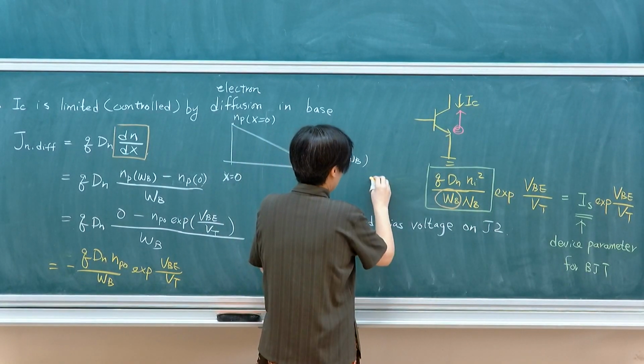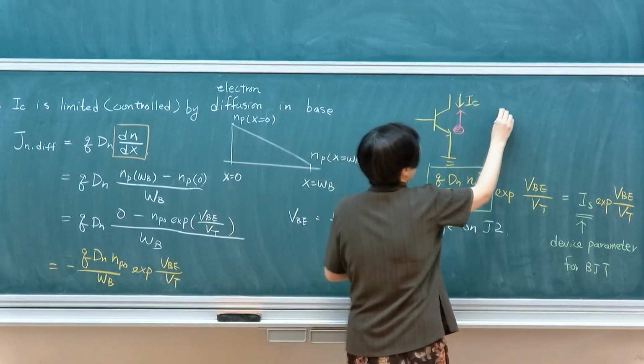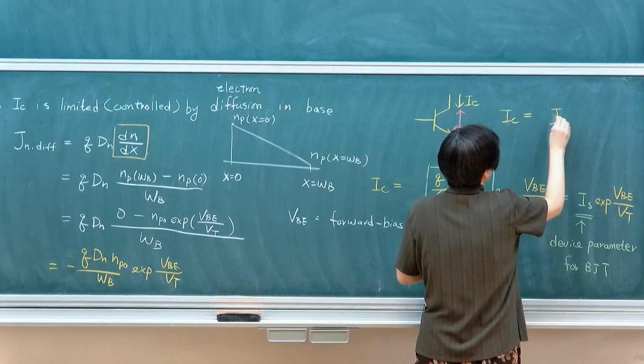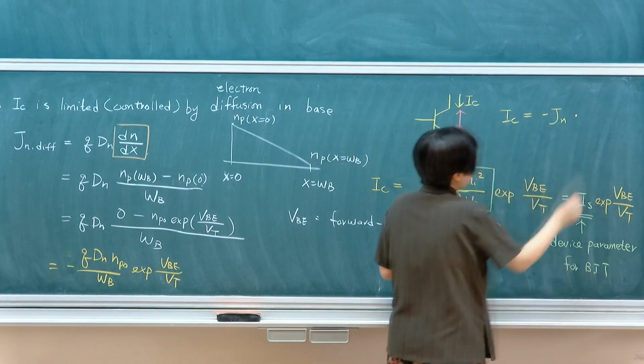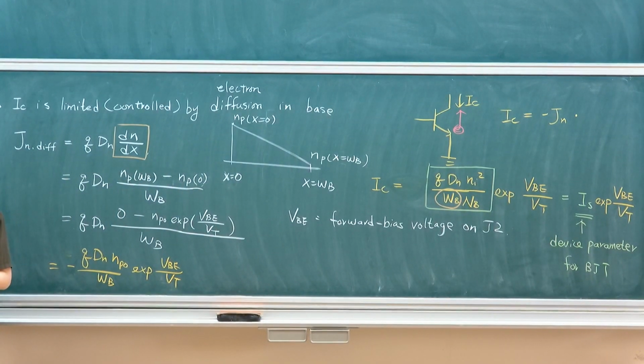So IC equals, this is J, I should write it down. IC equals Jn, there's a minus sign, times the cross-sectional area. What is the cross-sectional area? Remember from last lecture. Go back to your notes. What defines its cross-sectional area? In a layout, remember, what is it?